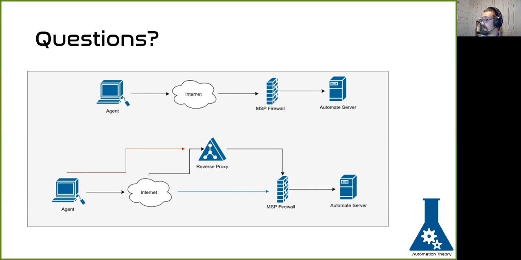Let's see. There was a question on the diagram here. And yes, we are eliminating the blue line by only accepting traffic from the reverse proxy, which is the end goal. The only time you can't do that is if you're in the ConnectWise cloud, where you're not able to control the firewall in front of your Automate server.